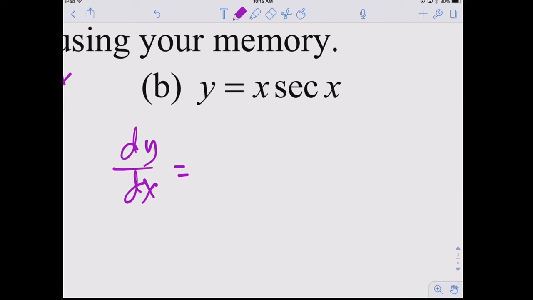One at a time. Good. That's just A times B times C. So there's no distributing. It's just x secant tangent. One at a time. Oh, you did them both at the same time.